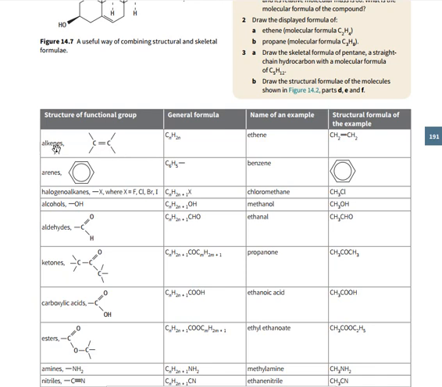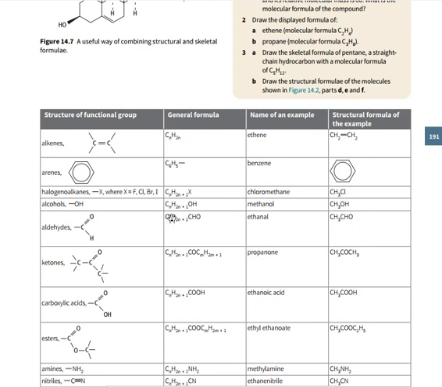We need to know that alkanes have a general formula of CnH2n+2. For example, we have ethane, and that's the structural formula. We have arenes. The arenes have C6H5 bonded to something. An example is benzene, and it's written as that structural formula. Then we have the halogenoalkanes, which have CnH2n+1. This is an alkyl group, and it attaches to an X, which is a halide. An example is chloromethane, and the structural formula for that is here.